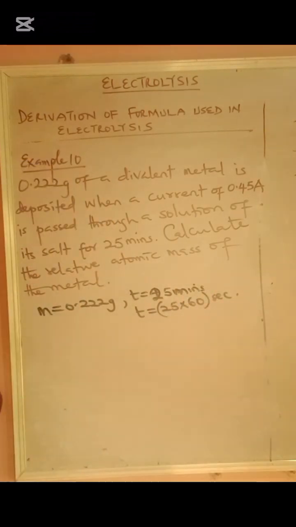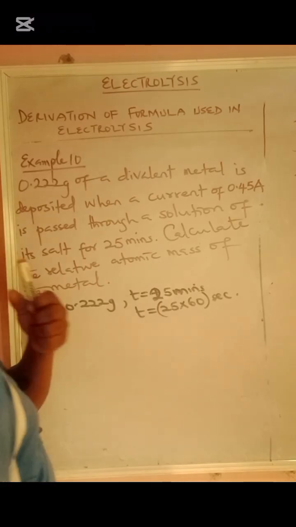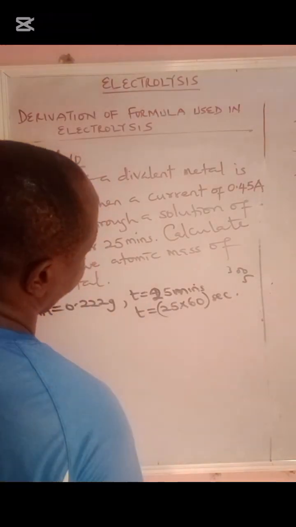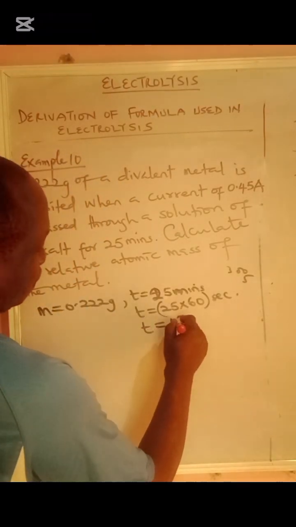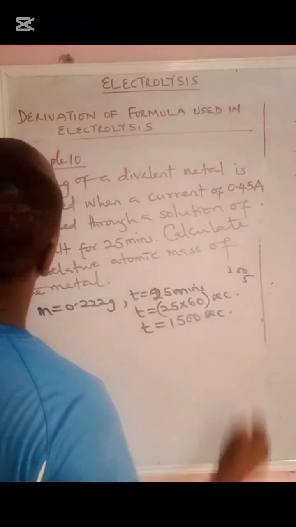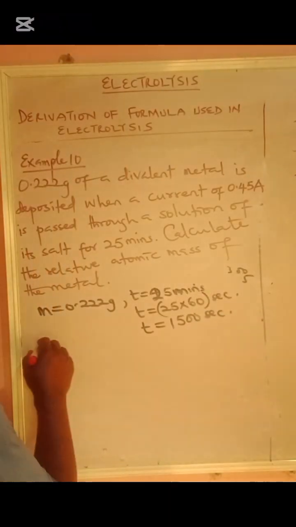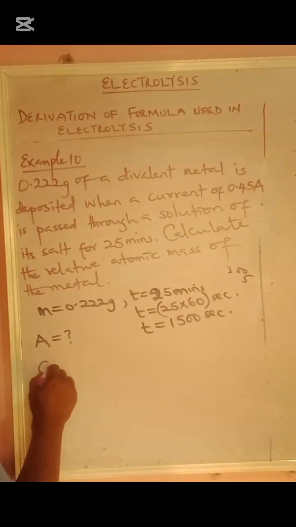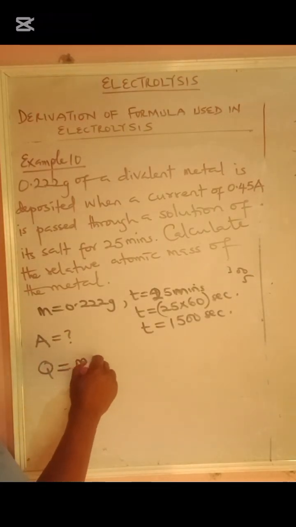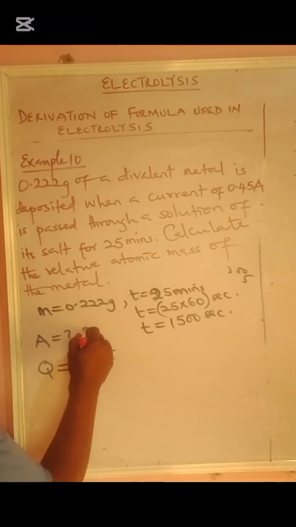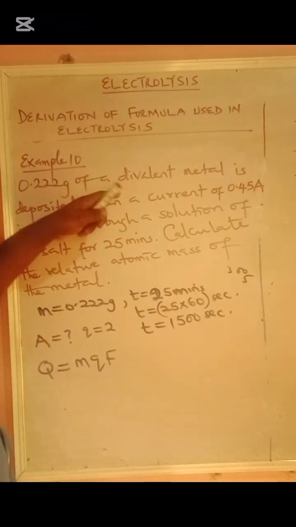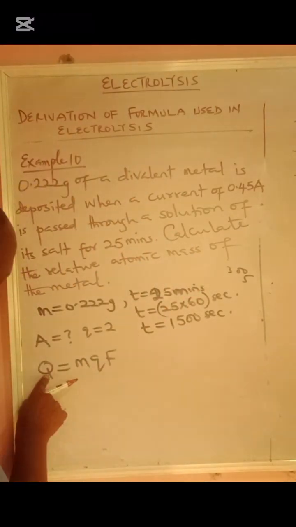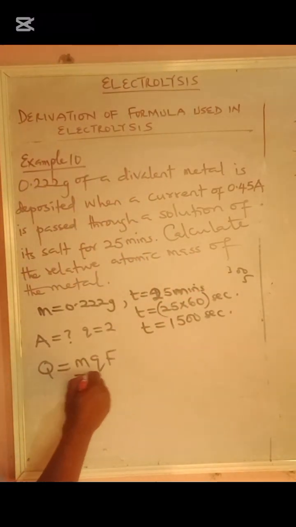Whatever you get, this would give you 1,500. So T is equal to 1,500 seconds. So we have to find A, relative atomic mass. Let me call it A, unknown. You remember the formula? IT is equal to MQF over A, and Q here is equal to 2. That is why they call it a divalent metal. So the valence is 2 there.